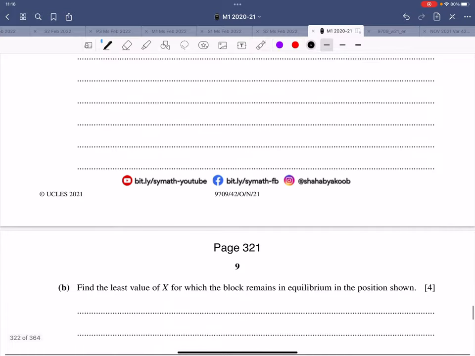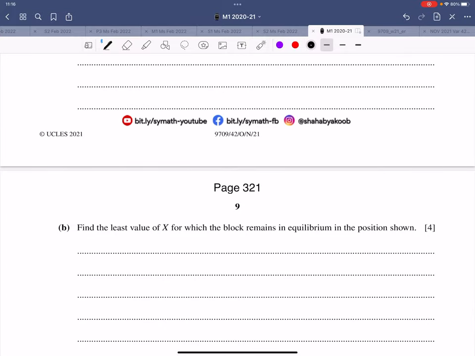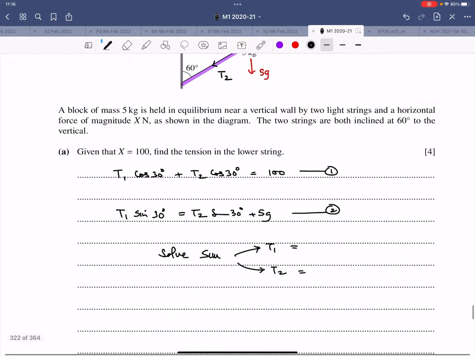Now it says, find the least value of x for which the block remains in equilibrium in the position shown. Now, if x is unknown, this is basically your x.